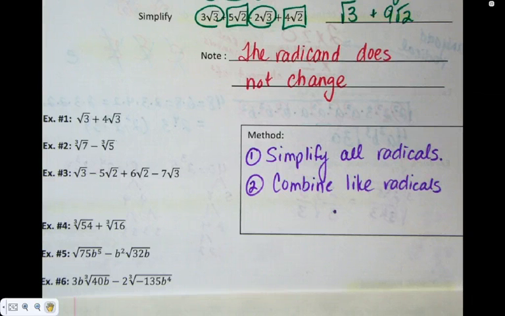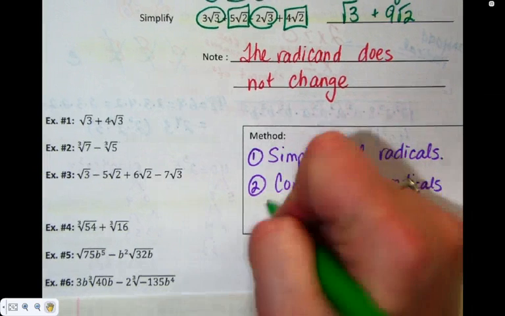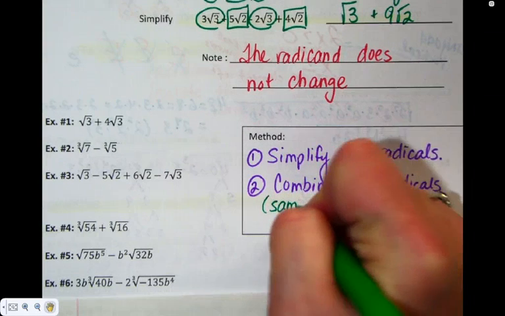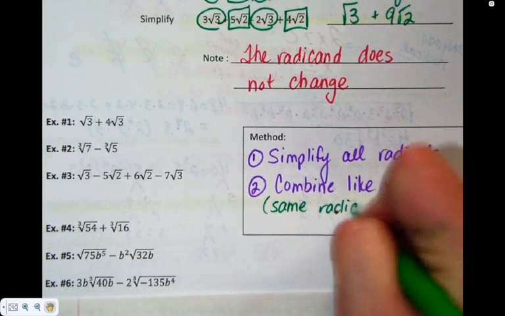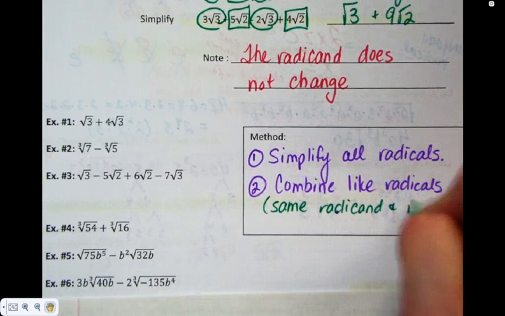What do you think a like radical has to have the same? Same radicand and same index. So same radicand and index.